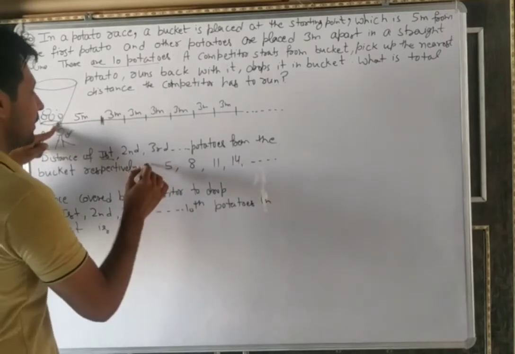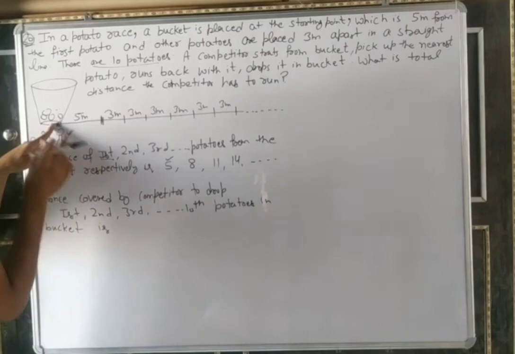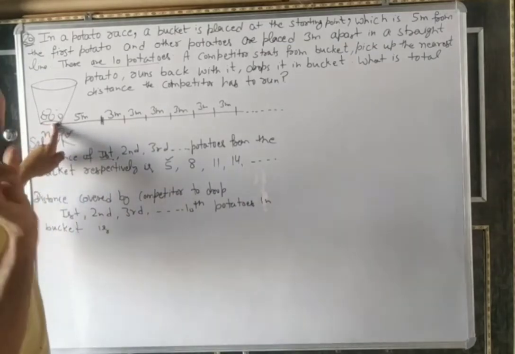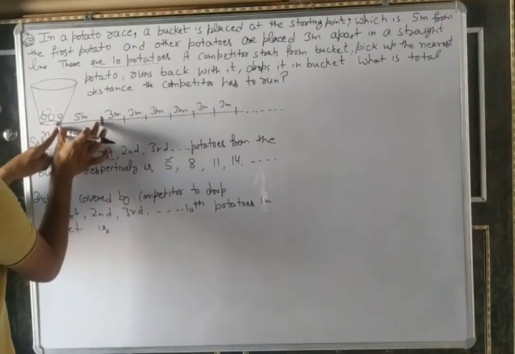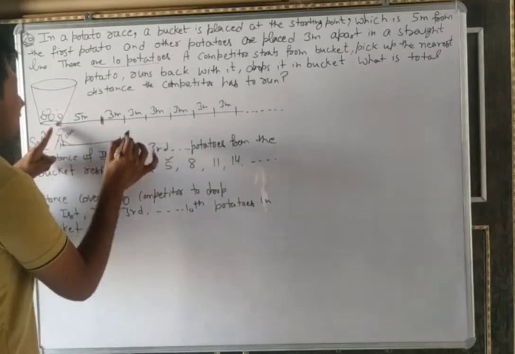Is it 5 or not? It is 5. The distance between the bucket and the second potato, from here to here, is 5 plus 3, which is 8. From here to here, how much? It is 8 or not?